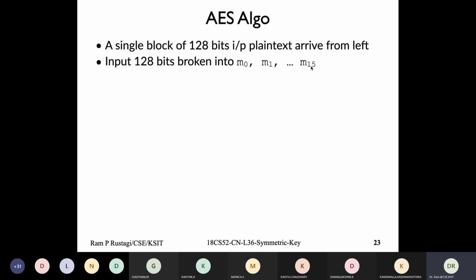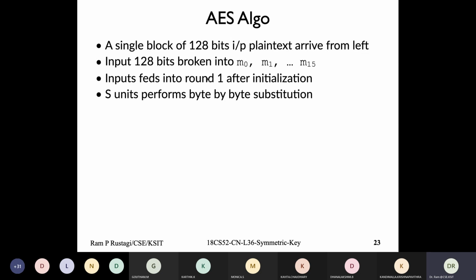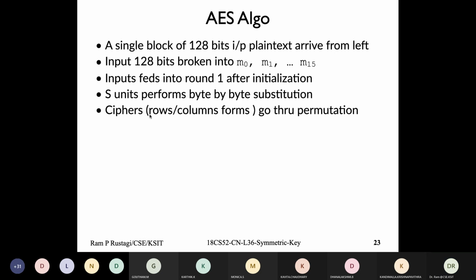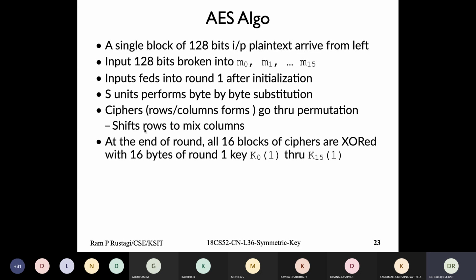So as far as AES is concerned, here is the algorithm summary. You have 128 bits of input. It is broken into 16 blocks of plain text, 8 bits or 1 byte each. After initialization, it goes into round 1. Then the output of that is the input to round 2, and so on and so forth. And there's a substitute unit. You substitute by using a certain mechanism. And for keys, we have taken 128-bit keys, 16 bytes, 4 rows by 4 columns, and then do a rows and columns conversion, and with the permutation, you shift rows and mix columns, and then you get 16 blocks of cipher text, XOR with the round keys, and that's how the AES algorithm works.